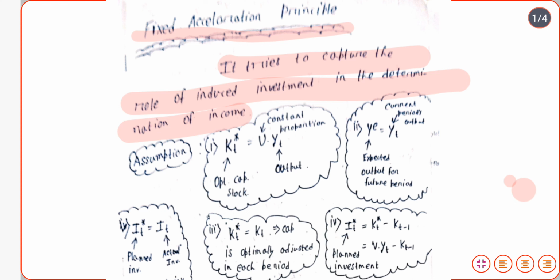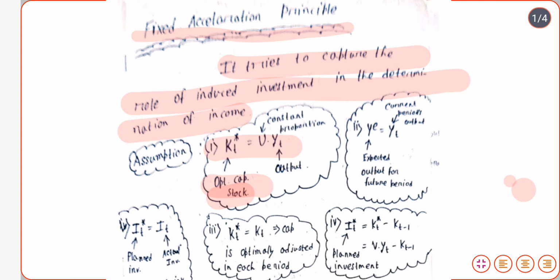Now there are some assumptions regarding the simple acceleration principle. The first is that kt star is equal to v into yt. Now what is kt star? Kt star is the optimum capital stock. Yt is the output, and v is a constant. So our optimum capital stock is a constant proportion of the total output, yt.